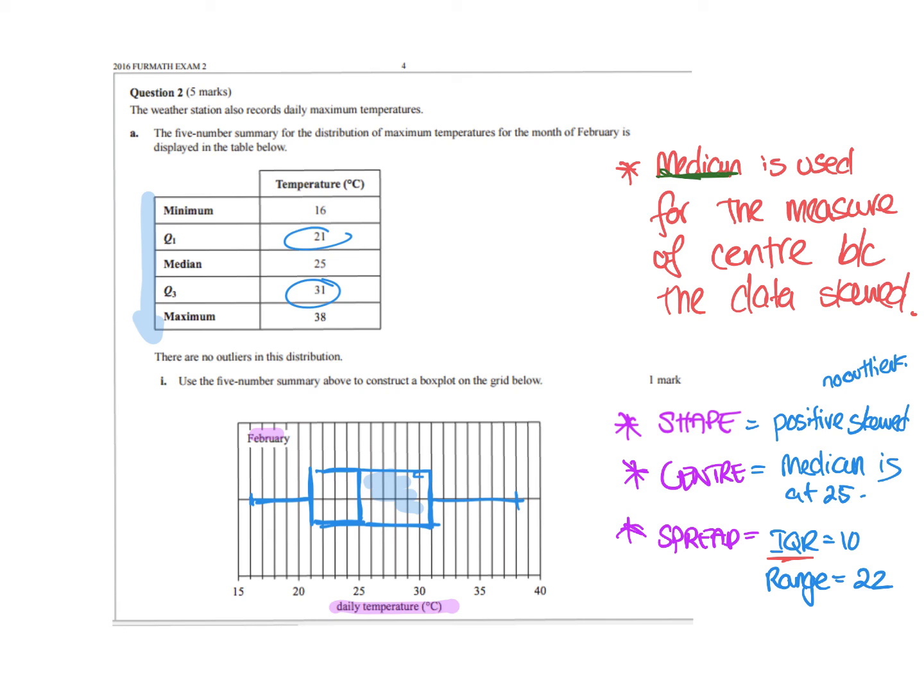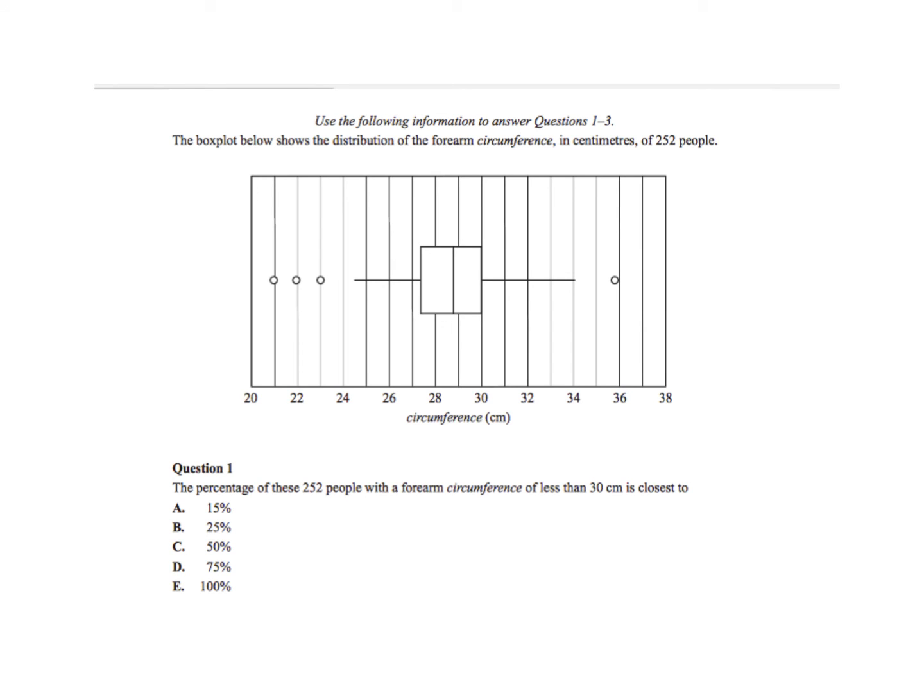So remember, the IQR and the median are resistant statistics. So they're good for skewed data or data with outliers. All right. Okay, so here we go.